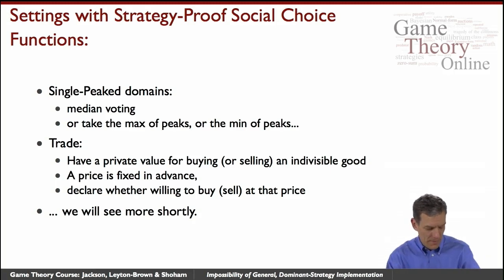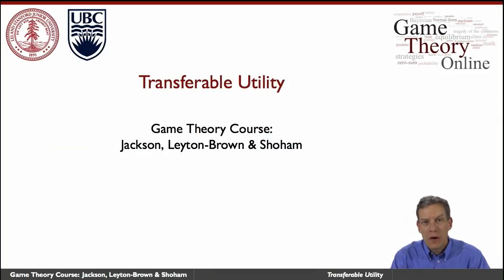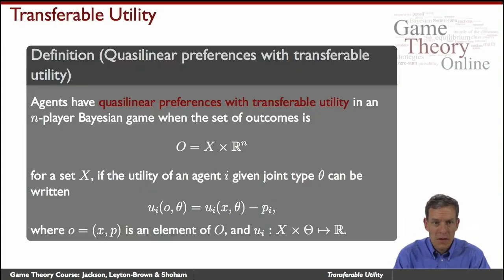Okay, so we are now going to talk about a setting which will be analyzed quite extensively, basically for the rest of the course, in terms of the types of mechanisms we're going to be looking at and the alternative games we're looking at. And in particular, what this is known as is a setting with transferable utility. What's looked at in these settings are situations where people have what's known as quasi-linear preferences.